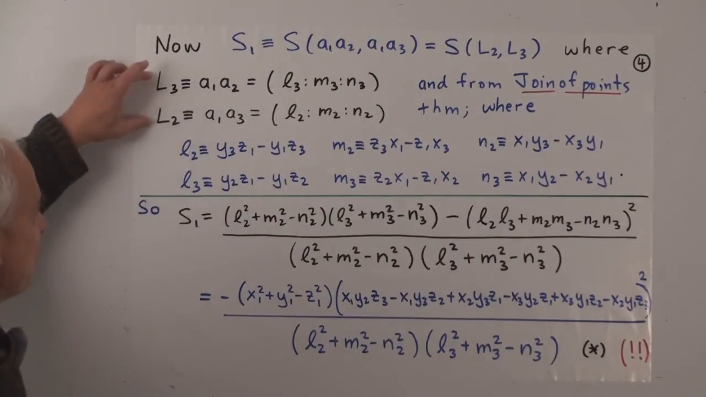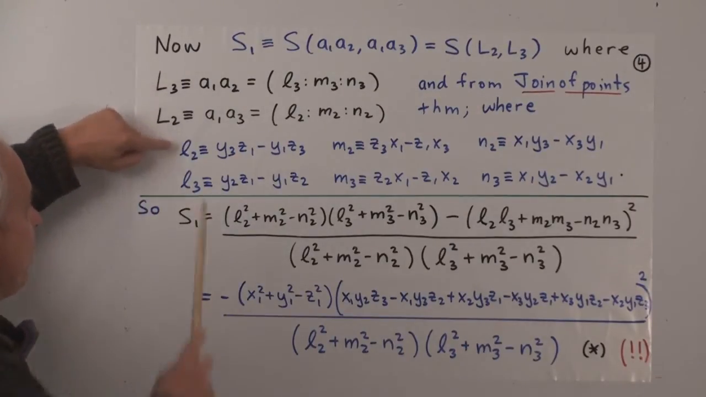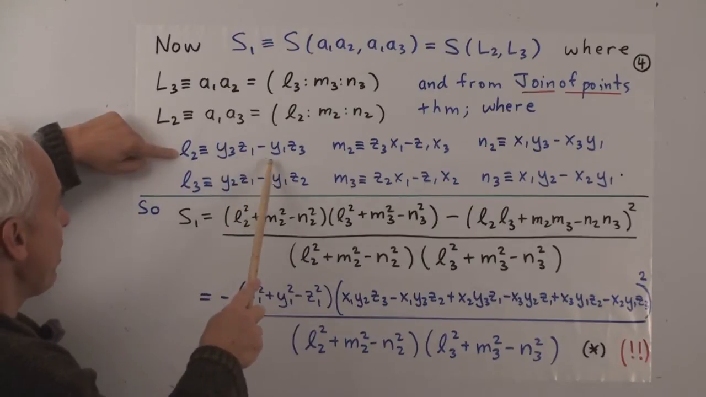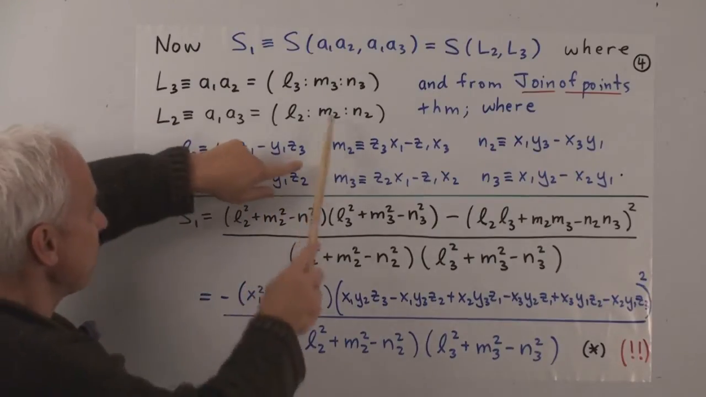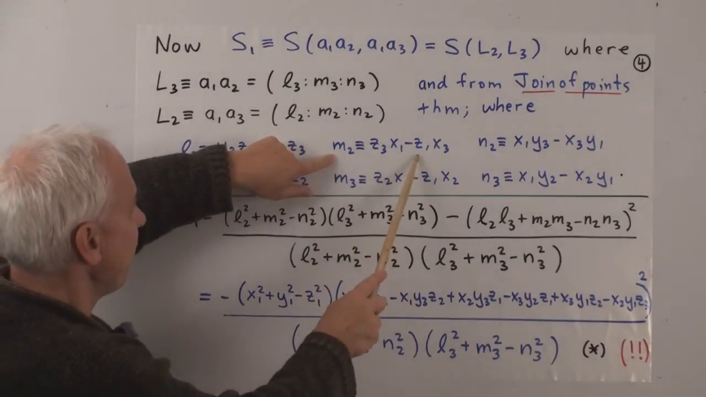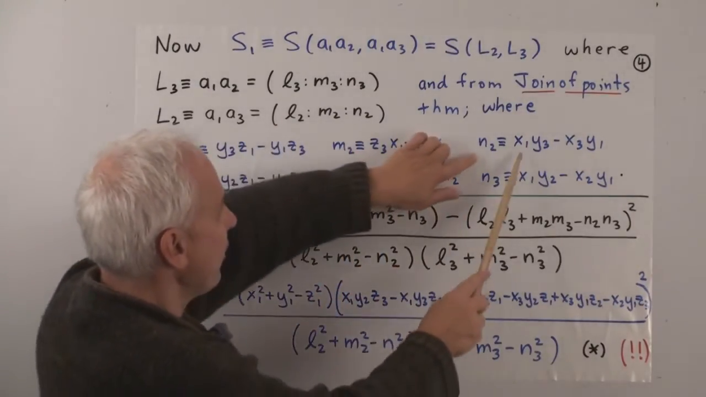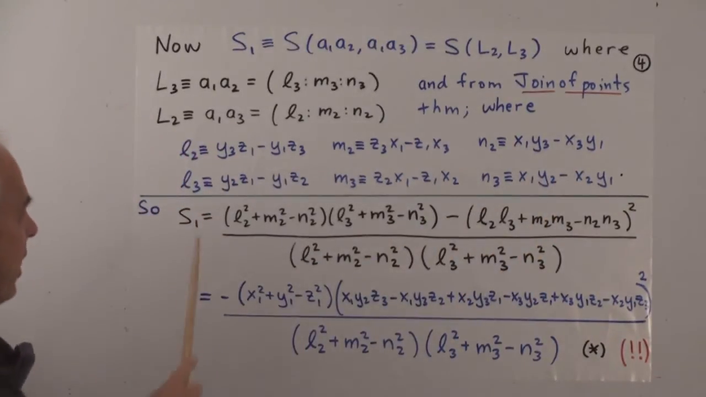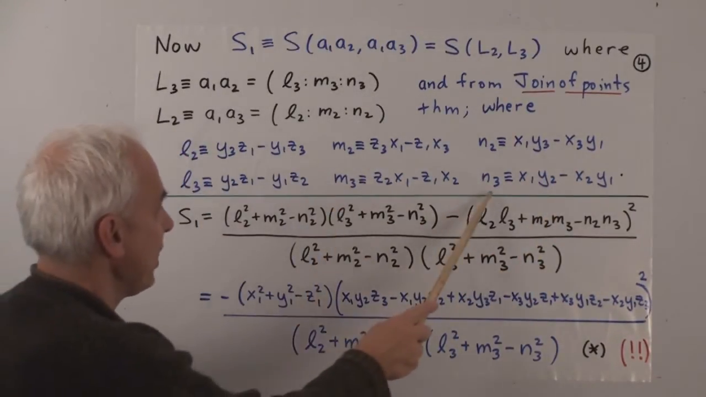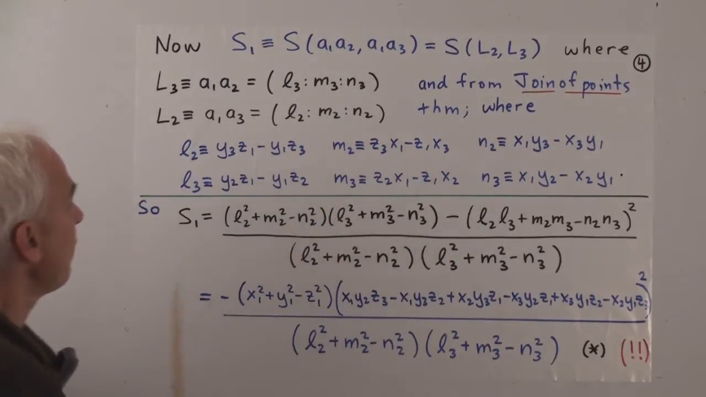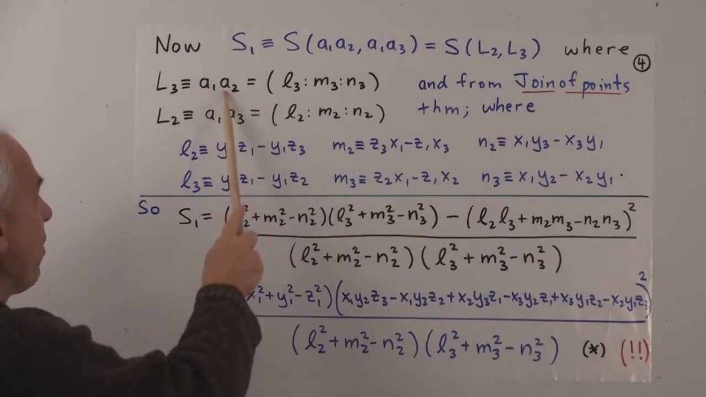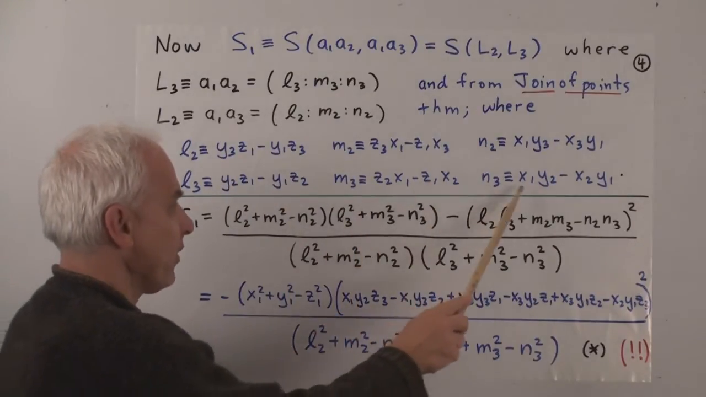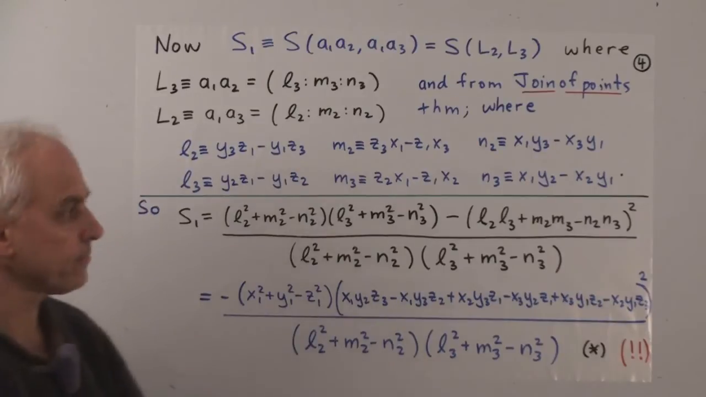So there's 2 expressions here. Say this one here, L2 is y3 z1 minus y1 z3. M2 is z3 x1 minus z1 x3, and N2 is x1 y3 minus x3 y1. And the same for L3, M3, and N3, the 3 coordinates here, formed by joining A1 and A2, involving the coordinates for A1 and A2.